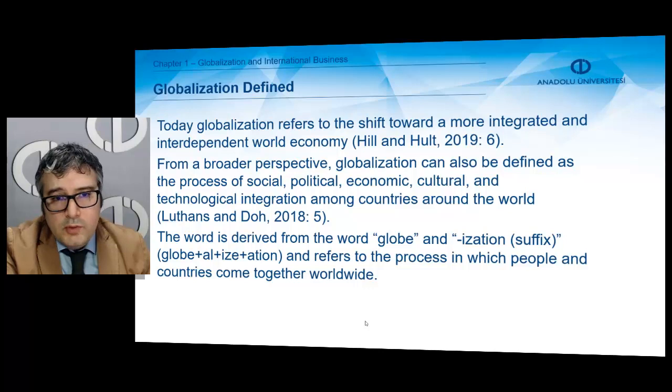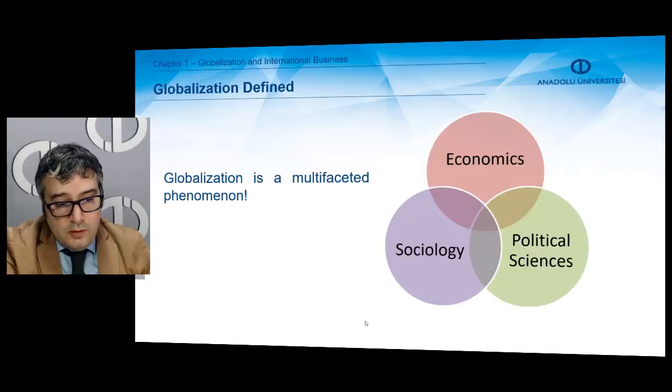And from a broader perspective, globalization can also be defined as a process of social, political, economic, cultural, and technological integration among countries around the world. The word globalization is derived from, as you know, globe, and refers to the process in which people and countries come together worldwide. So globalization is a multifaceted phenomenon.